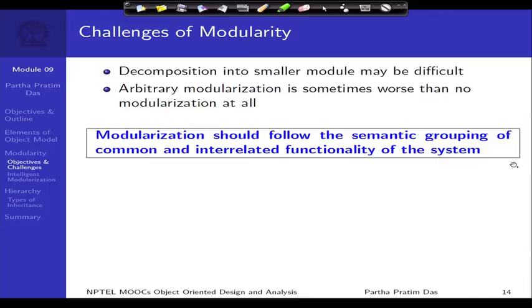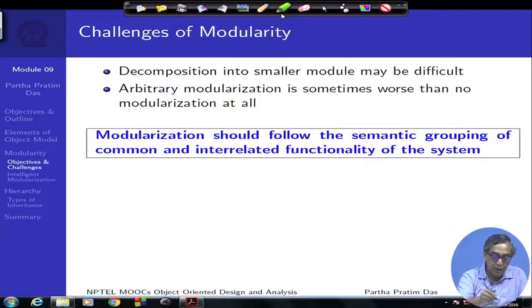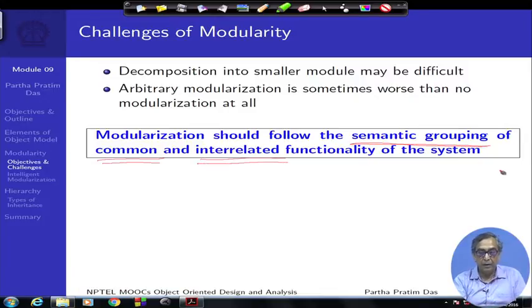So, modularization should follow the semantic grouping of common and interrelated functionality. So, please note these points, that it should follow the semantic grouping, that meaning wise they should be similar, they should be interrelated. And what should be interrelated are common items, common functionalities, interrelated functionalities. Interrelated functionalities will make sure, for example, I will again go back to the example of stdio.h. Think about the printf function. So, it is an input output function which C programmers will often use.